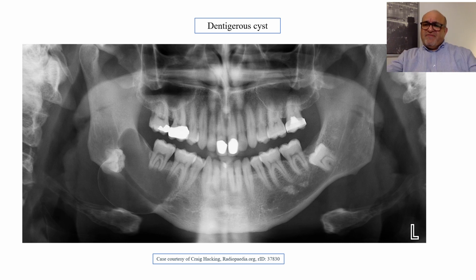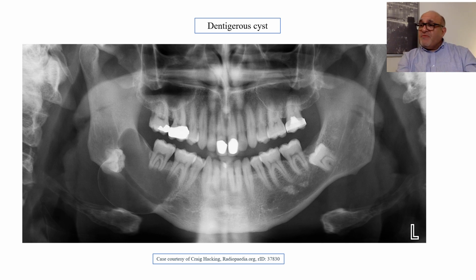The dentigerous cyst is found so frequently, and it is mostly found in the second and the third decades of life. These lesions tend to occur more in males than in females, and in around 60 to 70% of cases, it is associated with an impacted tooth. However, you might find it also without the presence of an impacted tooth.